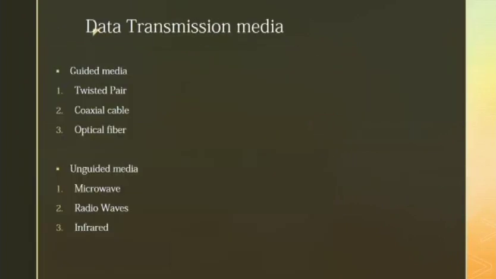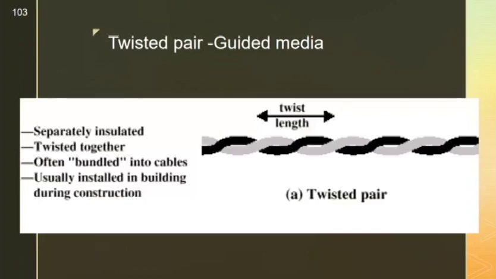So we are moving to the data transmission media. We have two types of data transmission media, that means guided media and unguided media. These we also call wired media and wireless media. Wired media we call the guided media. Wireless media we call unguided media. In the guided media, we have three types of media: twisted pair, coaxial cable, and fiber optics. So we will go through these things.